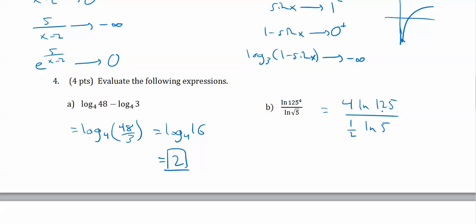And then the next step, well, you could either say 125 is 5 cubed, so you could bring a 3 out front and just cancel the ln 5s. Or if you want to practice your change of base formula, first of all, 4 over 1/2 is 4 times 2, so that's 8. And then ln 125 over ln 5 is, by the change of base formula, log base 5 of 125. And that log is 3. So this is 8 times 3, which is 24. One way or another, you should come out with 24 at the end.